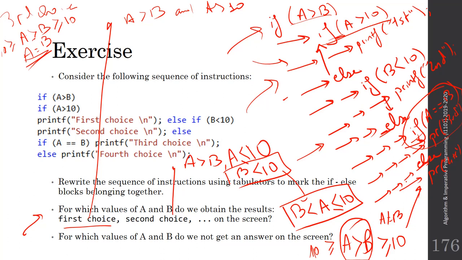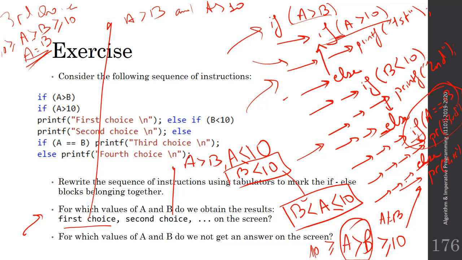The person who wrote this program is not a good programmer, and it's very easy for you, because you're new programmers, to write code like this. So you should make sure that every block is reachable somehow. They are telling us for which values of A and B we do not get an answer on the screen. We have already seen that we don't get an answer for the third choice and the fourth choice.